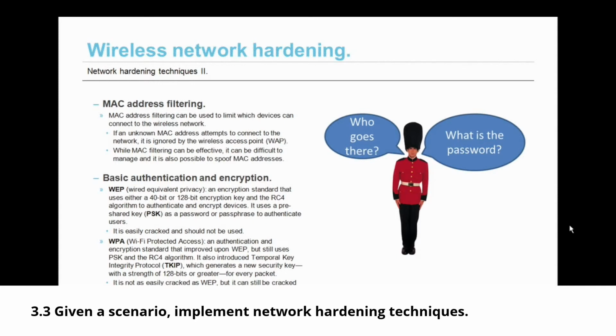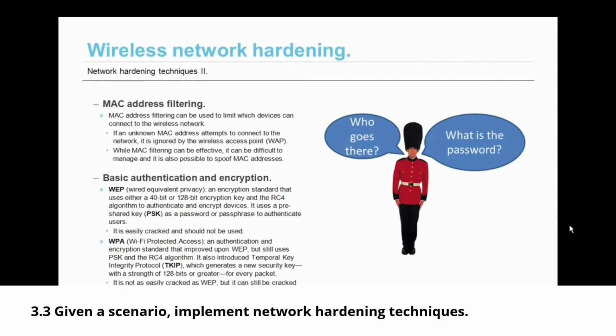First up is WEP, or Wired Equivalent Privacy. It's an encryption standard that uses either a 40-bit or a 128-bit encryption key and the RC4 algorithm to authenticate devices and encrypt transmissions. It uses a pre-shared key as a password or passphrase to authenticate users. WEP is easily cracked and should not be used. As a matter of fact, WEP can be cracked in minutes.